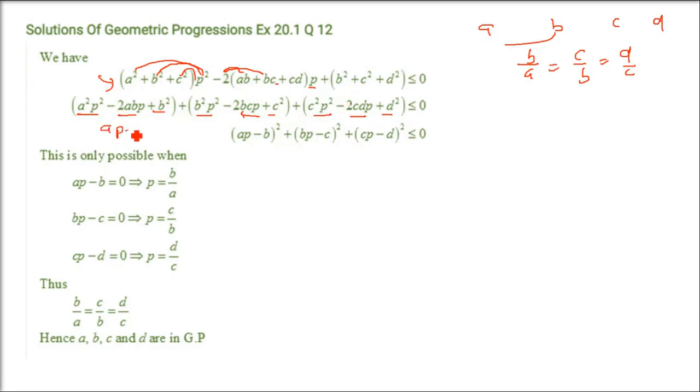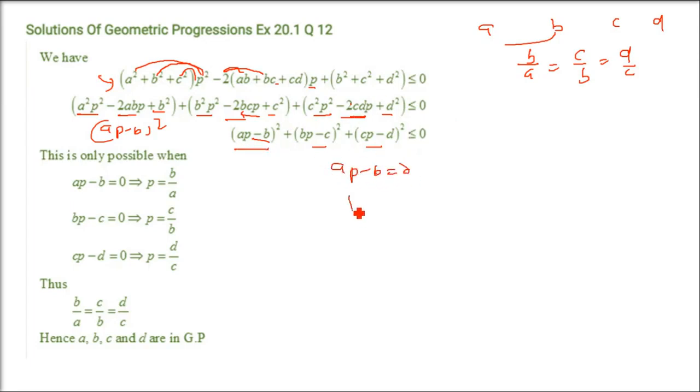Now the first bracket has become AP minus B whole square: A square P square plus B square minus 2APB. This will also be BP minus C whole square. This is CP minus D whole square. So when this is square, square, square, so there are three terms, you square them and add. That means all the terms have to be 0.